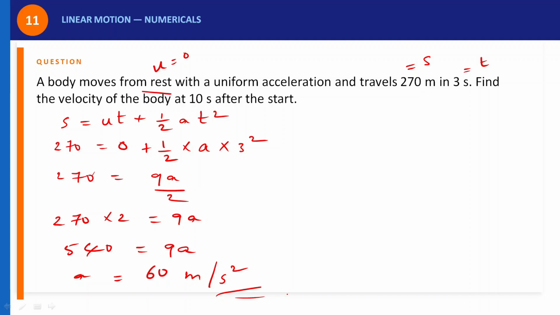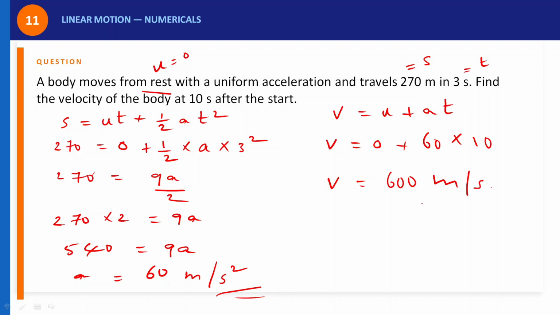And I have to find the velocity after 10 seconds. So I will use the kinematic first equation. Then v equal to u plus at. Final velocity v equal to initial velocity 0, plus the acceleration we found, and the time is 10 seconds. So after 10 seconds we need to find the final velocity. v equal to 600 meter per second. So this is the final velocity after 10 seconds.